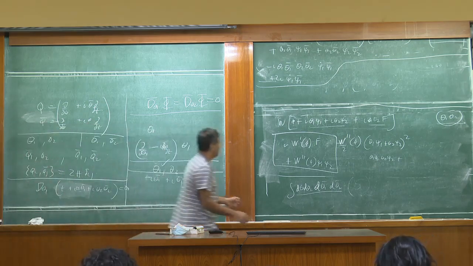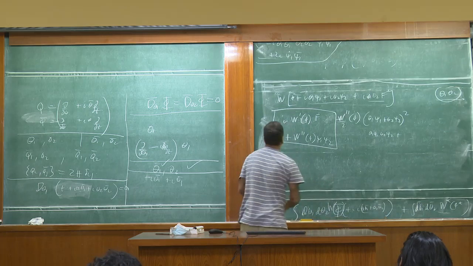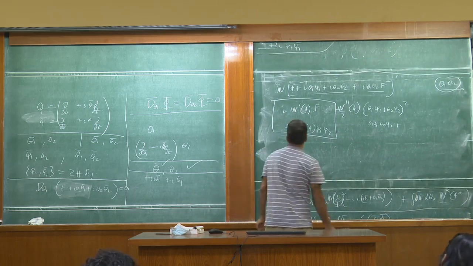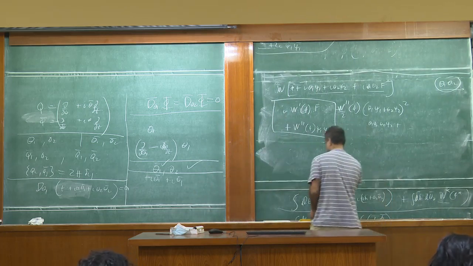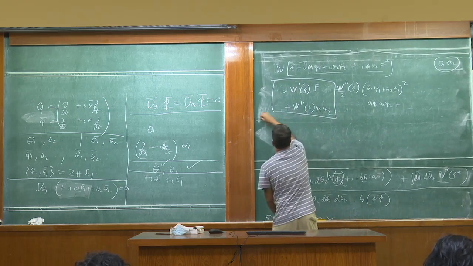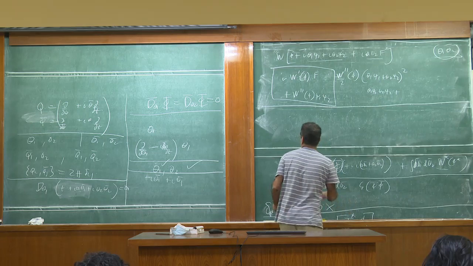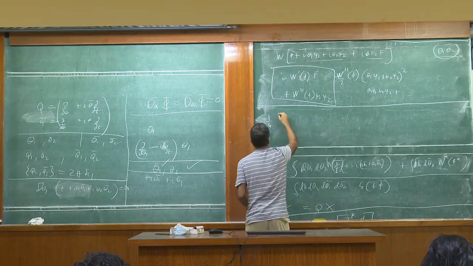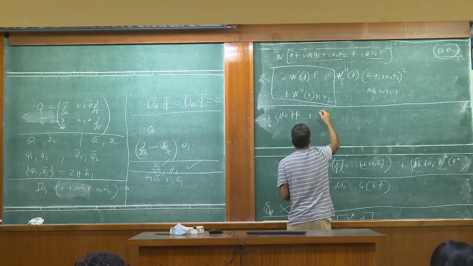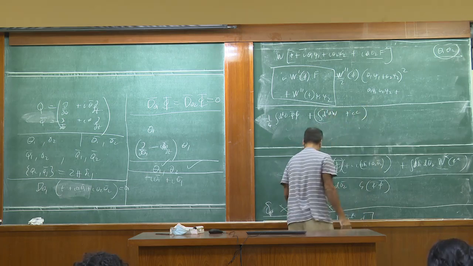Okay, so this is now our action, and then finally we will get plus complex conjugate. So what is our final action? Our final action, if we started with minus 1 by 4 d4 theta phi bar phi plus d2 theta W plus complex conjugate.